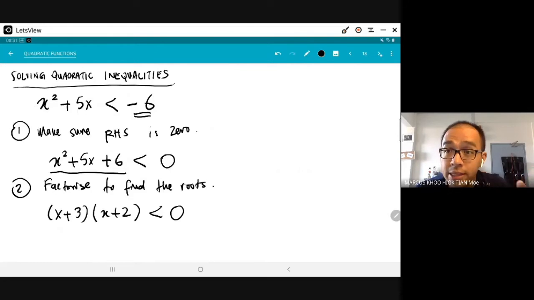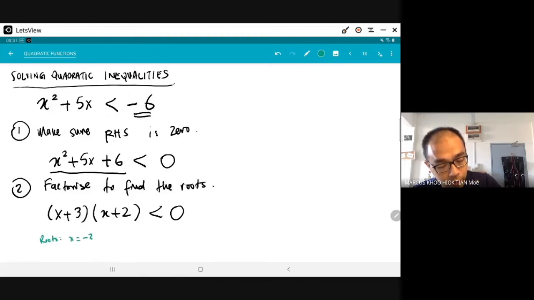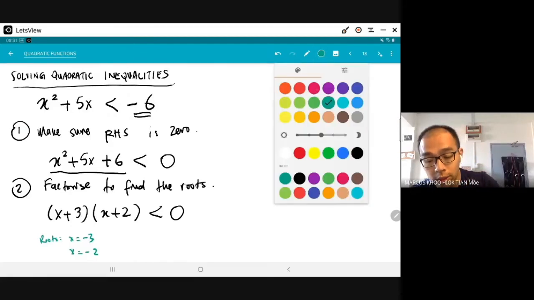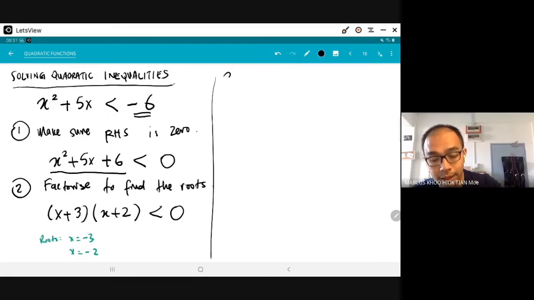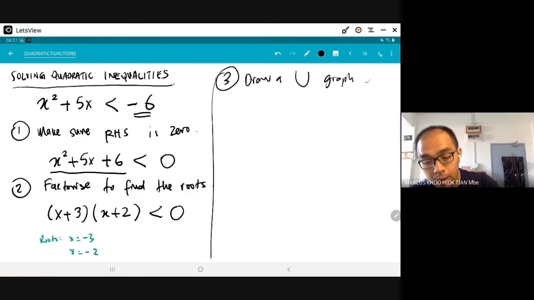Okay, factorize saja, jangan dulu find the roots lah. Okay, so then now what you notice is, kalau x plus 3, x plus 2 kan, means the roots are x equals to negative 3 and x equals to negative 2. Okay, and what you do is, you put it on a number line. Step 3, draw a U-graph and put the roots on a number line.